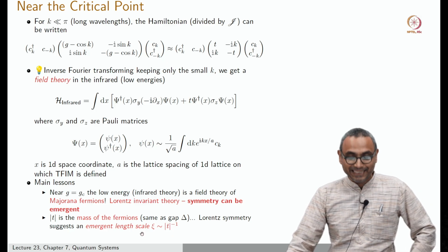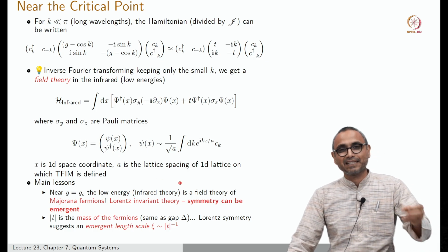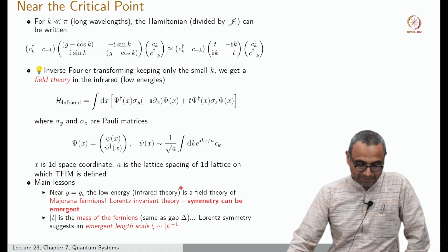I am able to say that the length scale is inverse T simply from the idea that this theory has Lorentz invariance, and if I have a particle of mass m, then associated with that there is this length scale.